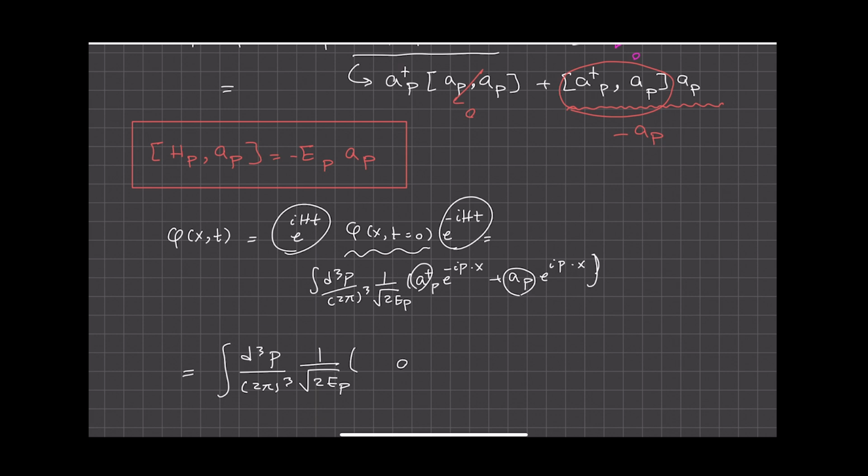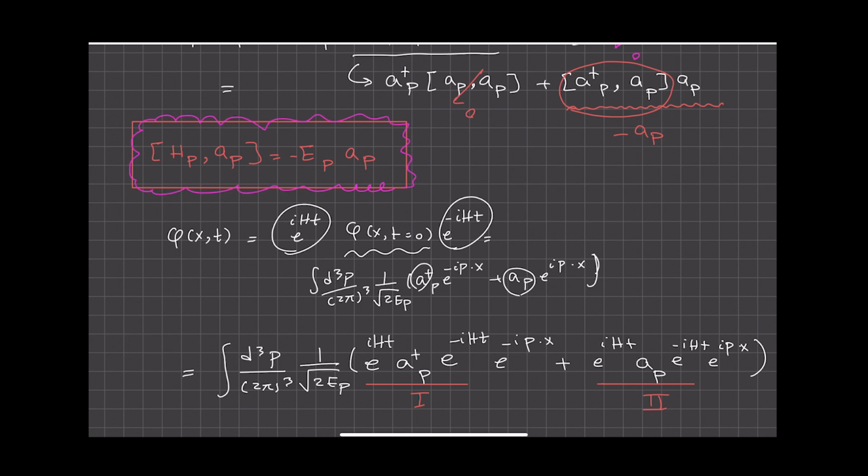So we're going to have this term a dagger of p sandwiched in between exponential of iHt and exponential of ip dot x, plus exponential of iHt a of p exponential of minus iHt, with the exponential of ip dot x. Now the question is how to calculate these terms, term one and term two. We're going to use this formula here in order to calculate those terms.